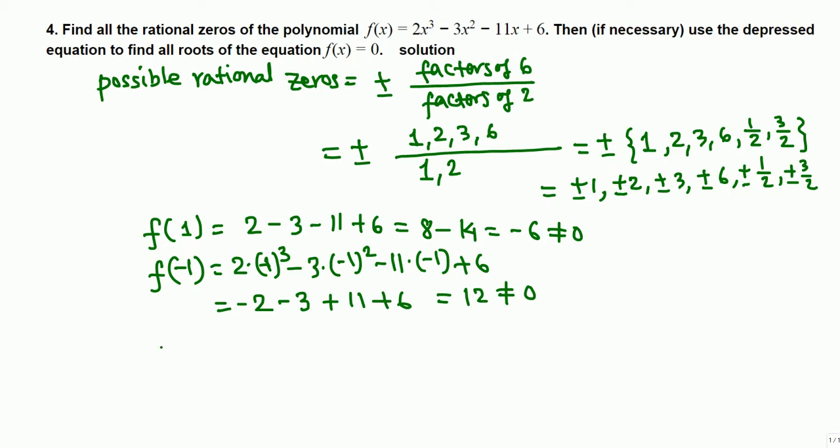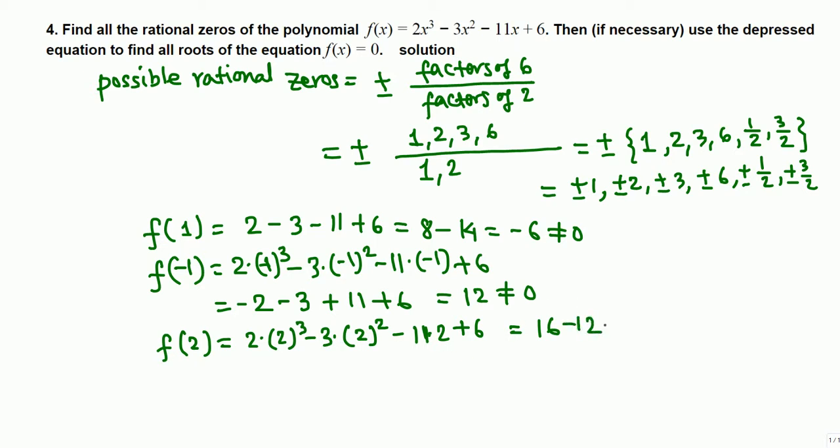Let's move on to 2. Evaluate at 2, so 2 times 2 cubed, minus 3 times 2 squared, minus 11 times 2, plus 6. That is 2 cubed is 8, times 2 is 16, 2 squared is 4, times 3 is 12, minus 12, 11 times 2 is minus 22, plus 6. Then we have 16 plus 6, 22, 22 cancel, that's -12, not equal to 0. So x equals 2 is also not a zero.